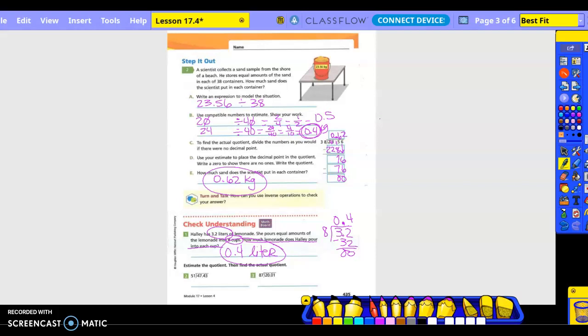Fifth grade lesson 17.4, part 2. Estimate the quotient, then find the actual quotient. So 47.43 divided by 51.